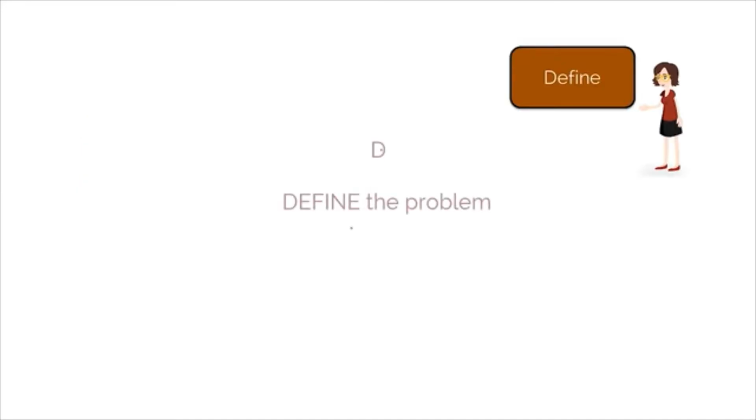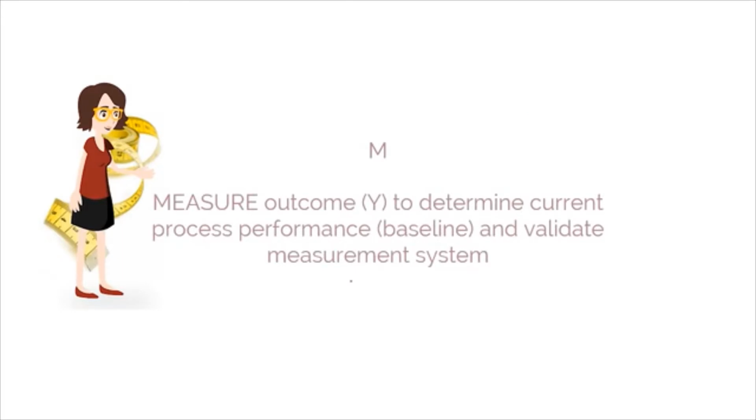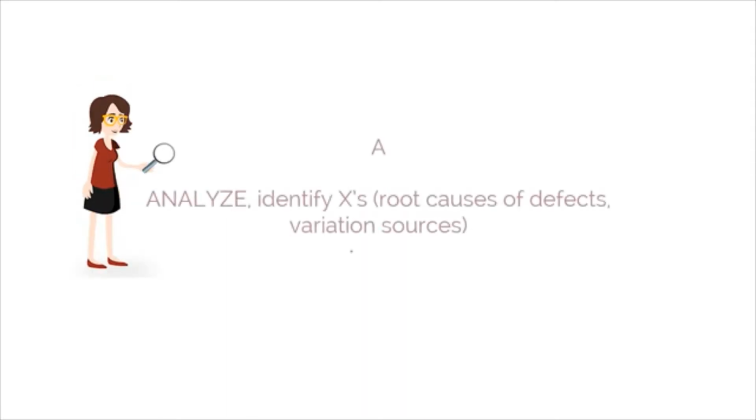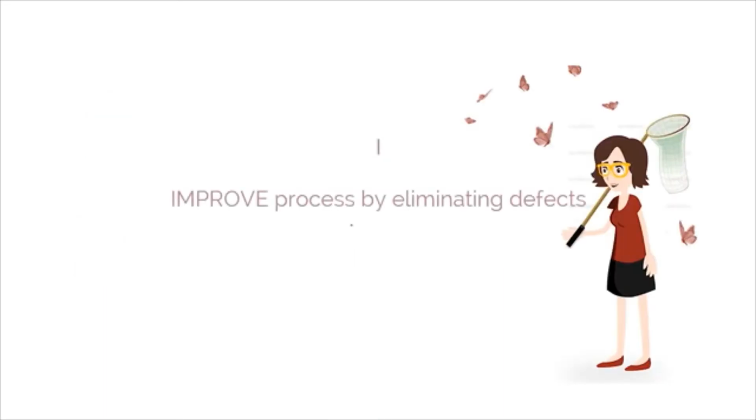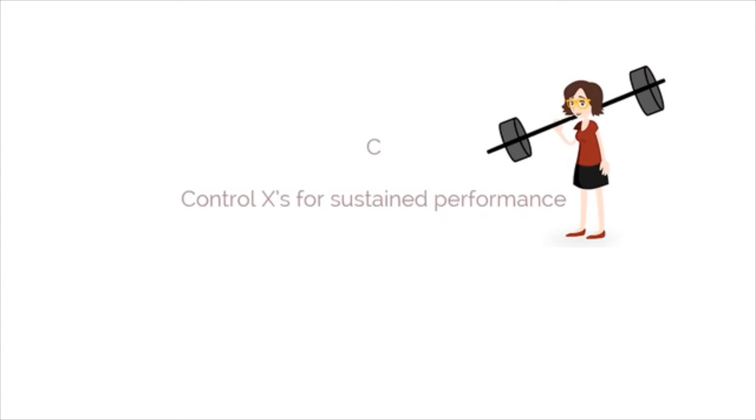Let us see what exactly DMAIC stands for. D stands for define the problem. M is to measure the outcome, to determine the current process performance baseline and validate the measurement system. A is for analyze: identify X's, root causes of the defects, and variation sources. I stands for improve the process by eliminating defects. C means to control X's for sustained performance.